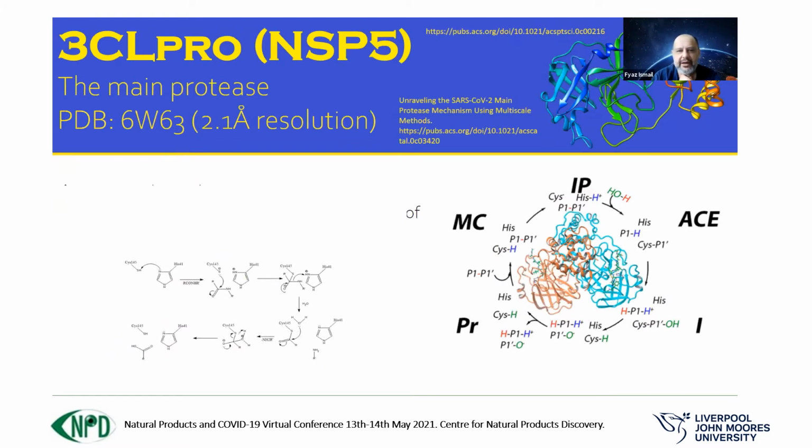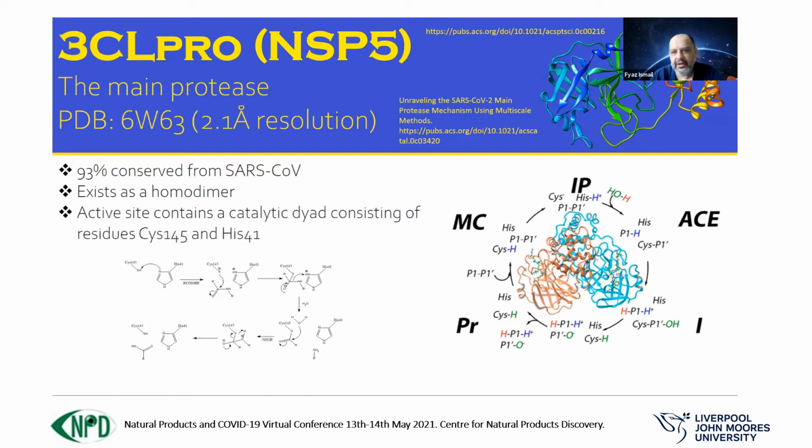So just a little bit about the actual enzyme. There's 93% conservation from SARS-CoV-2, so we thought this was something that we could look at, especially computationally. It exists as a homodimer. Most of the modeling is actually done with one half of the homodimer, and there's a catalytic dyad consisting of cysteine 145, which actually makes a tetrahedral intermediate here.